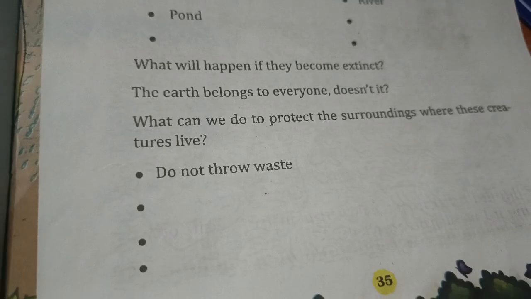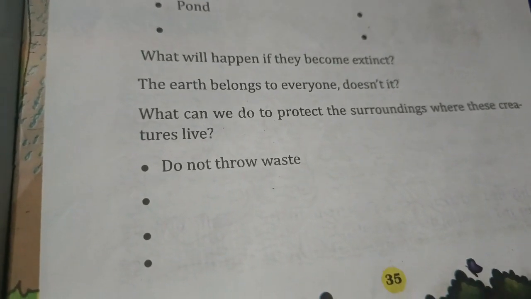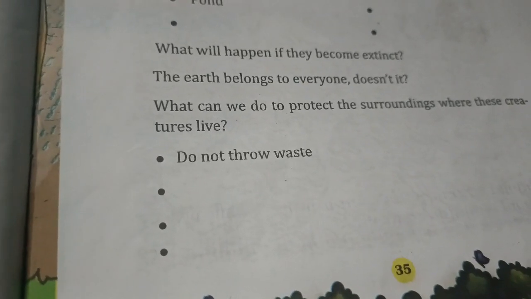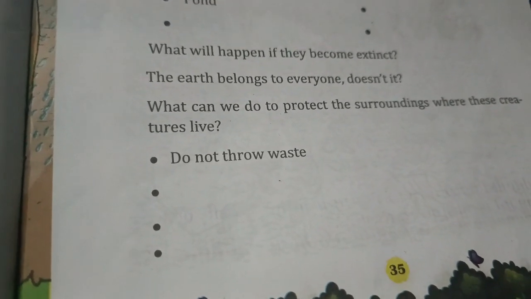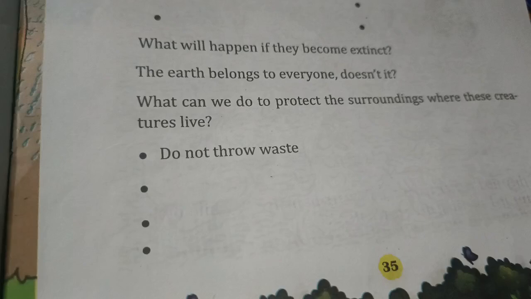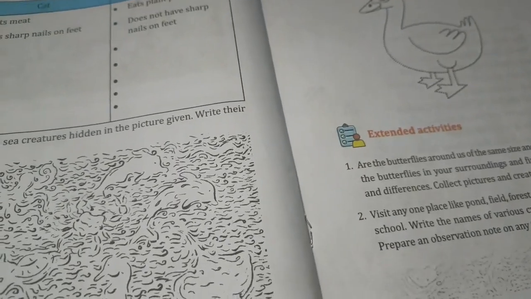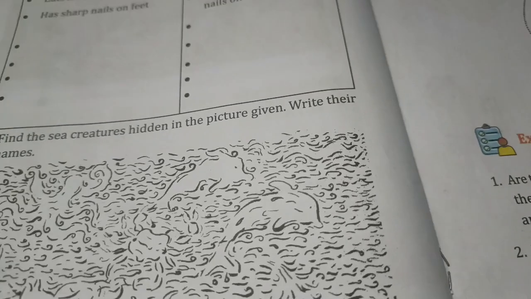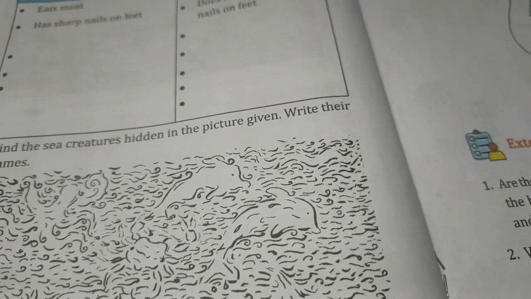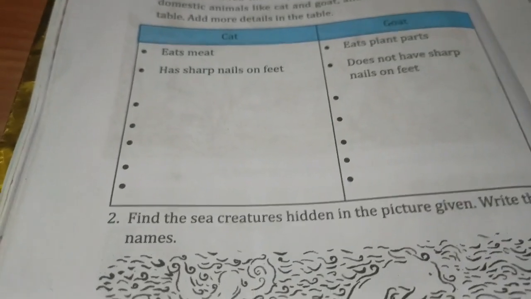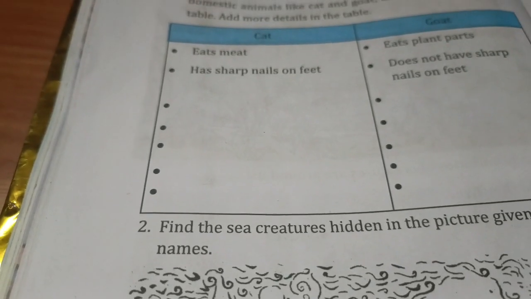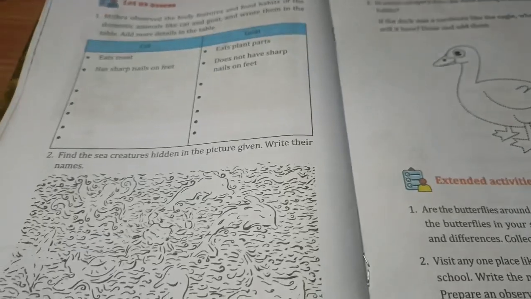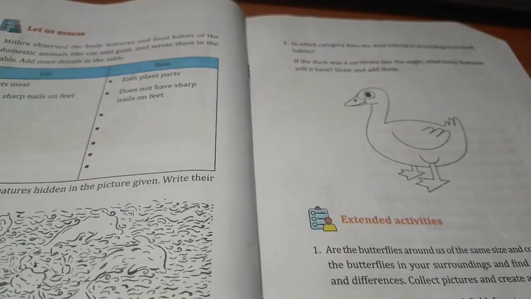Don't throw waste. Avoid the overuse of pesticides. Protect the water bodies from pollution. Control the use of chemical fertilizers and protect the habitat of creatures. Page number 36 and 37. You please assess the activities. Here, cat and goat, domestic animals. Write them in the table, add more details in the table. I wind up the lesson and you please do these activities.